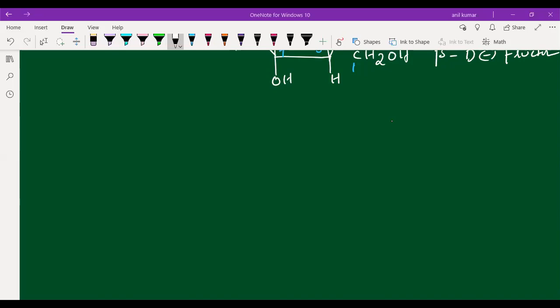One student is asking, sir, do only disaccharides have a glycosidic bond, or polysaccharides also? Polysaccharides will also have the bond.